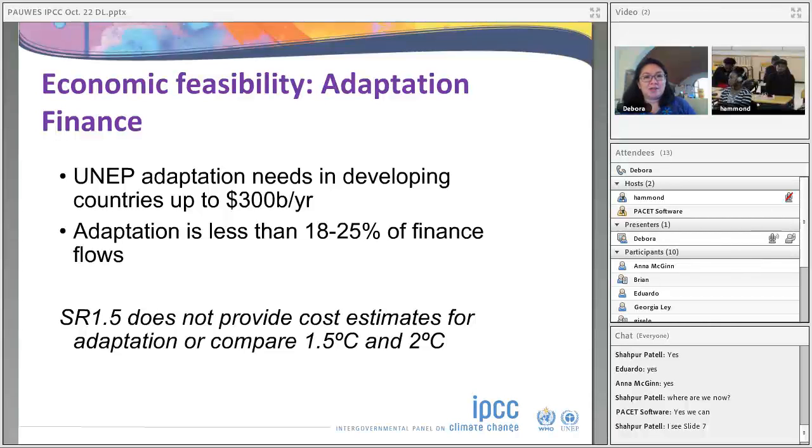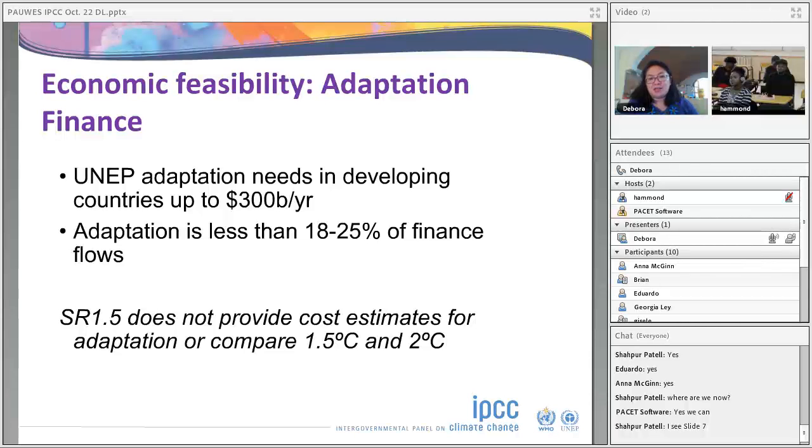For economic stability and adaptation finance specifically, the needs in developing countries are up to $300 billion per year. And currently adaptation is less than 18 to 25% of the financial flows. One word of caution here is that the report does not provide cost estimates for adaptation or compare 1.5 C and 2 degrees, the cost comparison between 1.5 and 2.